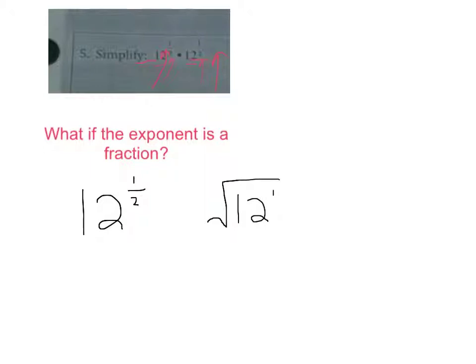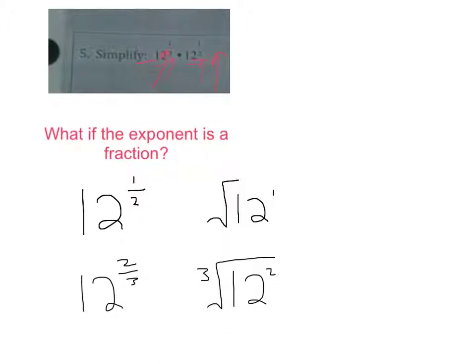So if we did another practice problem, let's suppose we had 12 to the 2/3, then we would start with that numerator, which is a 2. We would say this is 12 squared. And then we would look at the denominator of the fraction, which is a 3. So it's 12 squared, but then we take the cube root of that.